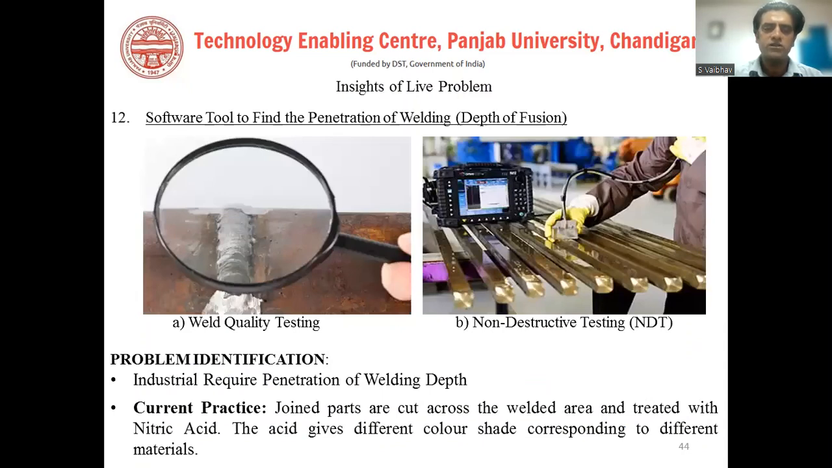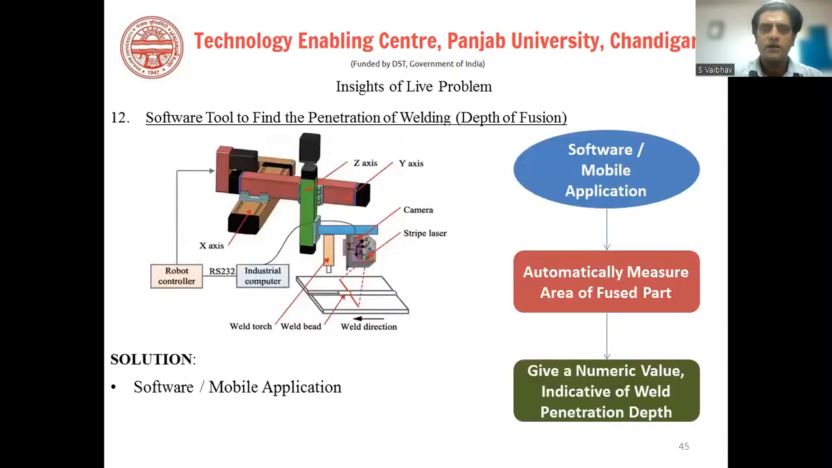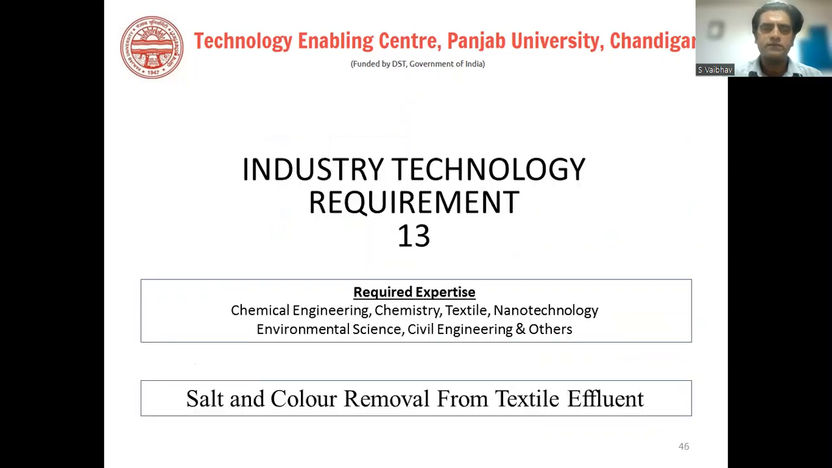The earlier process uses nitric acid. When we pour nitric acid onto the welded area, it gives different color shades corresponding to different materials. So we require some non-destructive testing for finding this penetration depth. Some software tool or mobile application can be made that automatically measures the area of the fused part and gives a numeric value that is indicative of the weld depth and the penetration depth.